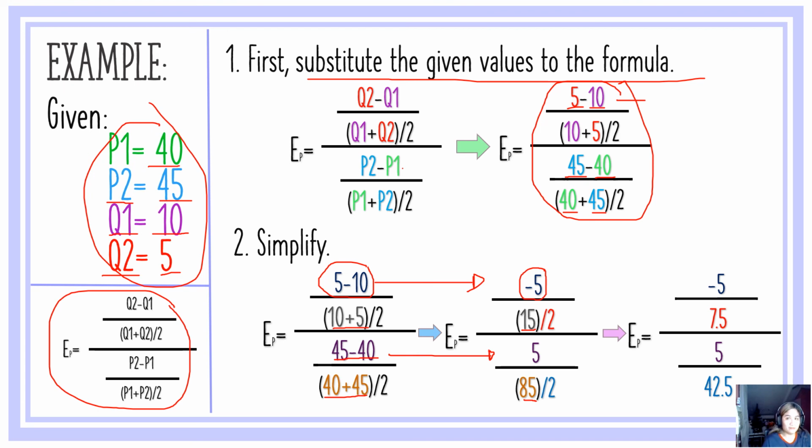To simplify it further, we're going to proceed with the division part. Let's just copy negative 5 and then divide 15 by 2, that is 7.5. Then copy again 5, and then proceed with the division of the last part. 85 divided by 2 is 42.5. Following so far?